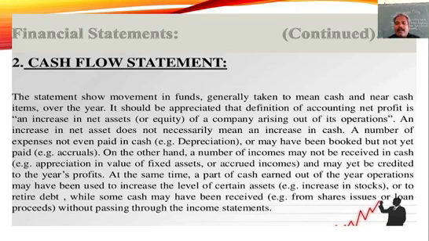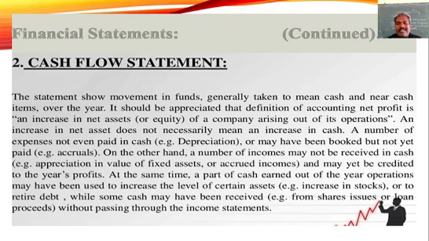On the other hand, a number of incomes may not be received in cash, for example, appreciation in the value of fixed assets, or accrued incomes that may yet to be credited to the year's profit. Okay, so these are all the adjustments we have not posted in the year's profit.